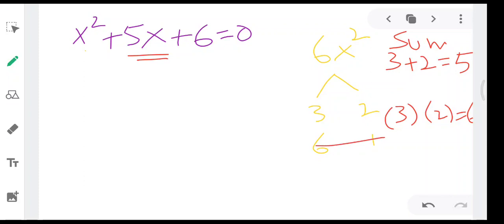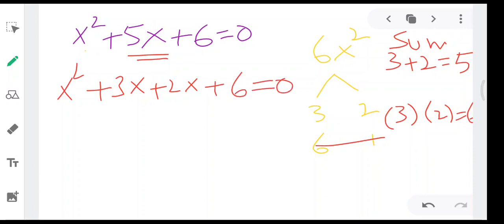How should I split this now? This is called splitting the middle term, the method of splitting the middle term. So I'll write this as x square, and this 5x I'll write as 3x plus 2x. Just now I found the factors of 6. So 5 is written as 3 plus 2. That's nothing new. Why am I writing 3 plus 2? Because 3 2 times is 6, and 3 plus 2 is 5.